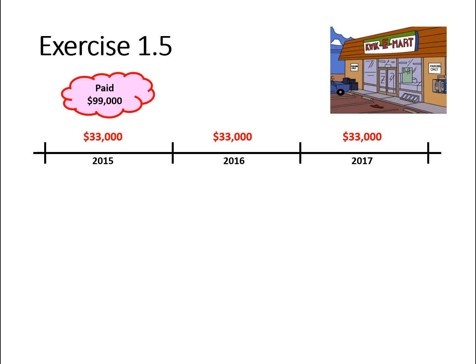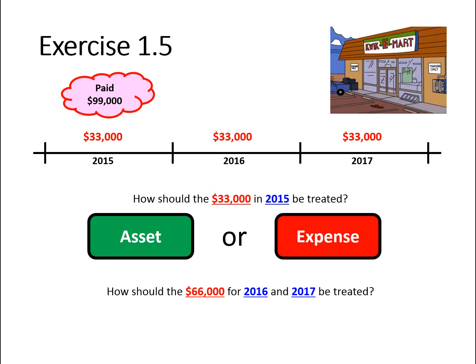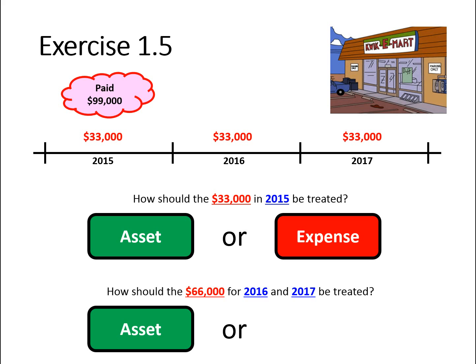So the two questions we've got to answer are, firstly, how should the $33,000 in 2015 be treated? Is it an asset or an expense? And secondly, how should the $66,000 for 2016 and 2017 be treated? Is it an asset or an expense?